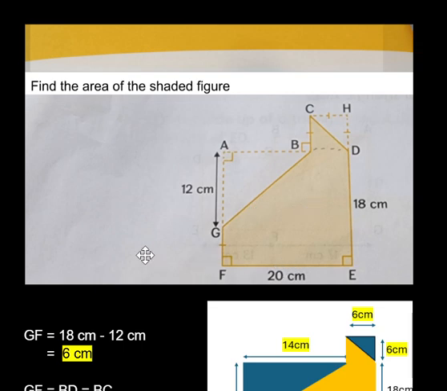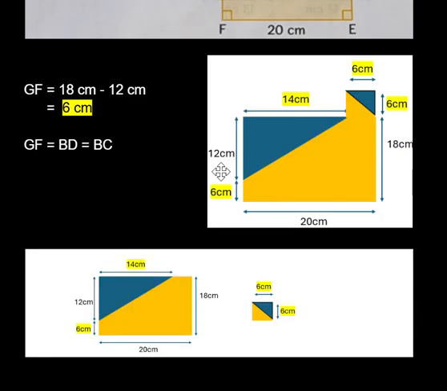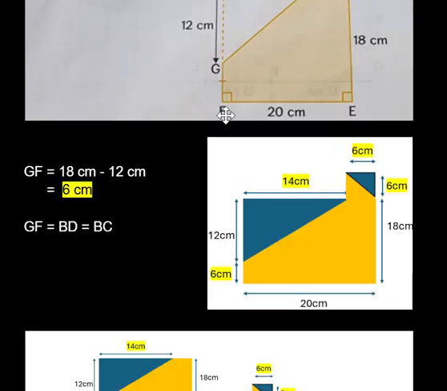Now from this information we can say that GF, which is here, is equal to 18 centimeter minus 12 centimeter. So it's 6 centimeter. If GF is equal to BD and BC, then all these sides are 6 centimeter, 6 centimeter, 6 centimeter, 6 centimeter. Once you get this out, you know all the dimensions of the figure.